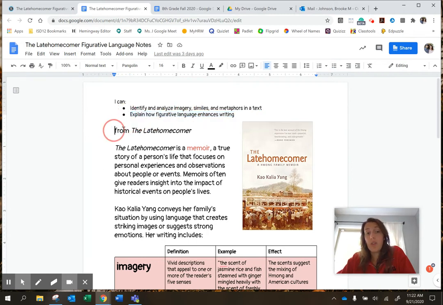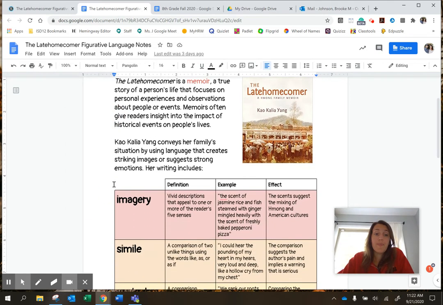So this is from The Late Homecomer. This is a whole book, and we're only reading a little piece of it today. The Late Homecomer is a memoir, a true story of a person's life that focuses on personal experiences and observations about people or events. Memoirs often give readers insight into the impact of historical events on people's lives. Kao Kalia Yang conveys her family's situation by using language that creates striking images or suggests strong emotions.